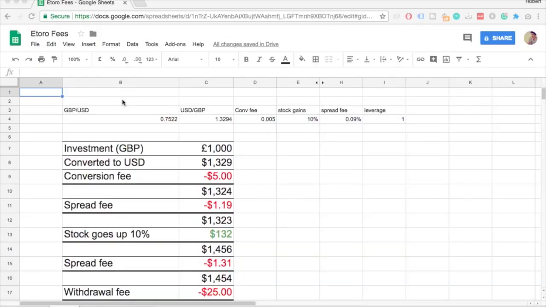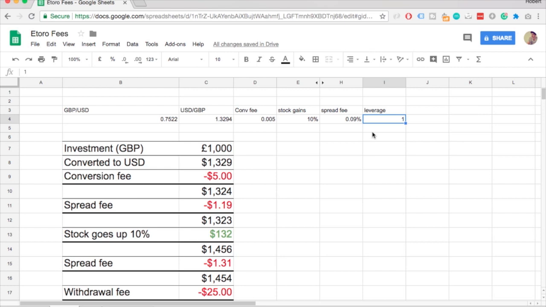It's showtime. Okay, let's take a look at an example with the most common fees put together when trading stocks. On top here you can see the conditions. So the conversion rate from pound to US dollar is just over 75 cents. The opposite conversion rate is just over $1.30. Conversion fee is 50 pips or 0.005. We assume that the stock will go up by 10%. Etoro's spread fee is 0.09% and there's no leverage applied.